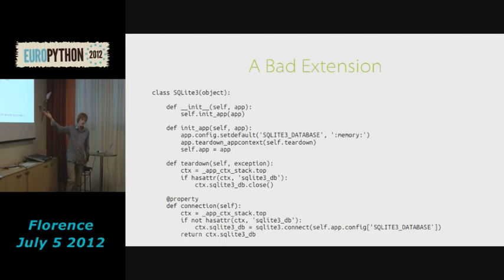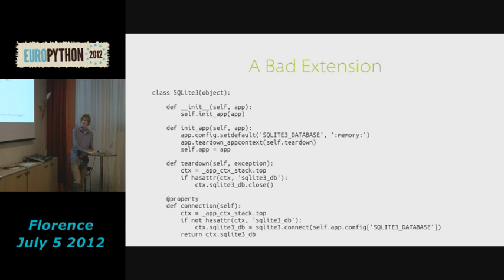The teardown function is correct. It tears down properly. And then there is this property on the connection. And it gets the current context and checks if there is already an SQLite database connection stored on it. If not, it connects to the app config's database, and then it returns the database connection.